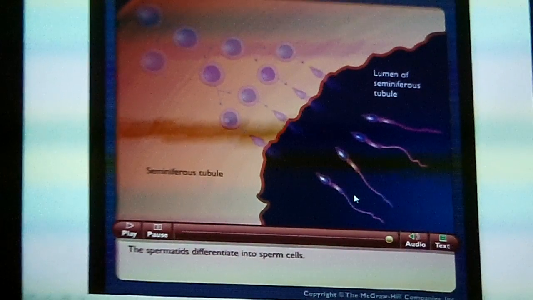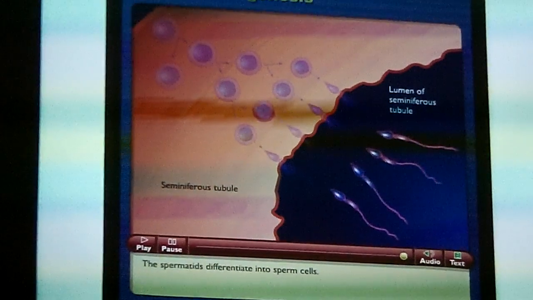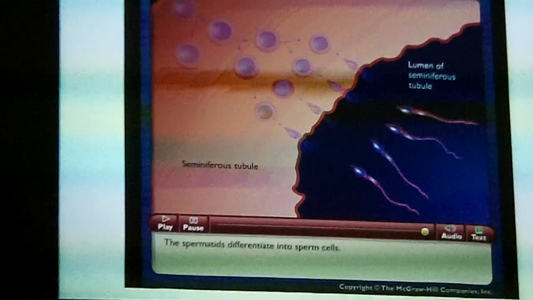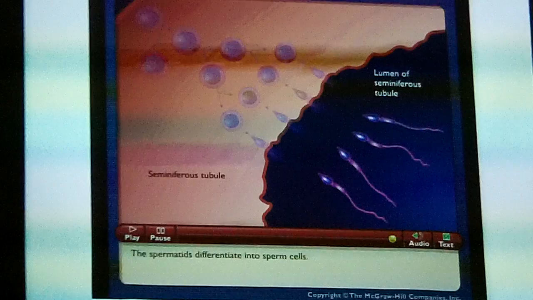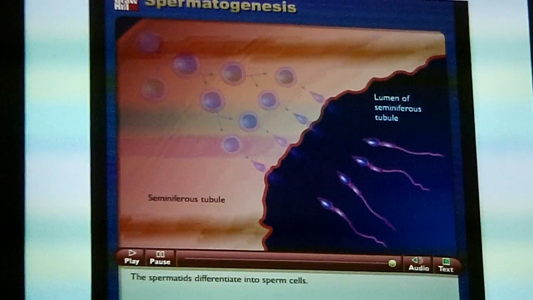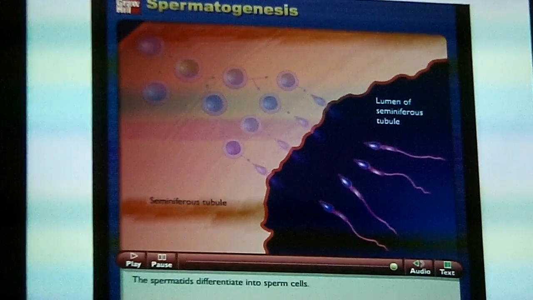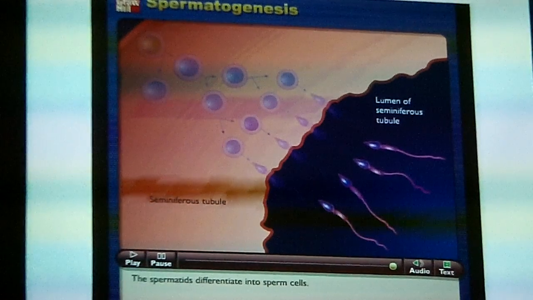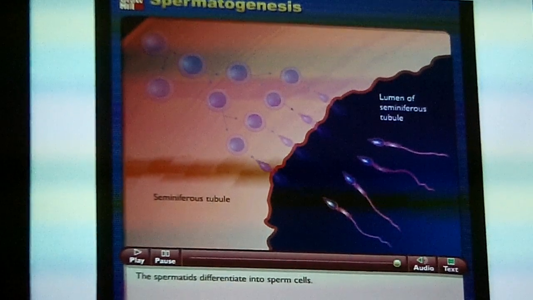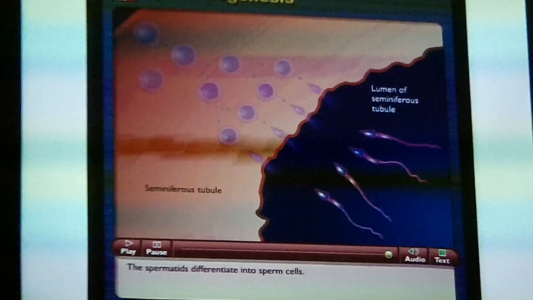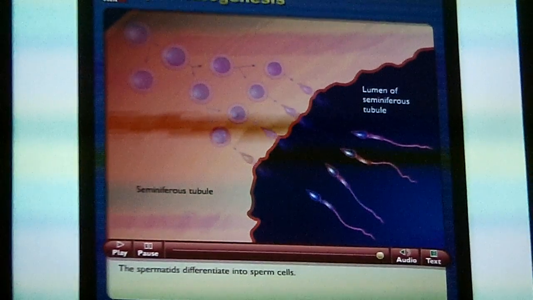2,300 per second for guys. And they continue to do that throughout their whole lives. 100-year-old men are making sperm cells and can have babies and have before. The oldest father is like 103. How big is one of these cells?